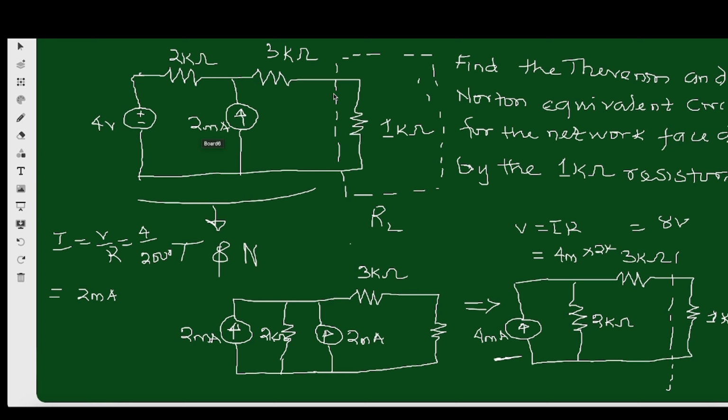So if we perform superposition, that is, we draw two circuits because we have two sources, and we turn off one in each circuit. If you want to get the contribution of the 4 volt voltage source, we open the current source. If you want to get the contribution of the 2 milliampere current source, we short the voltage source. So let's draw the circuit for the two.